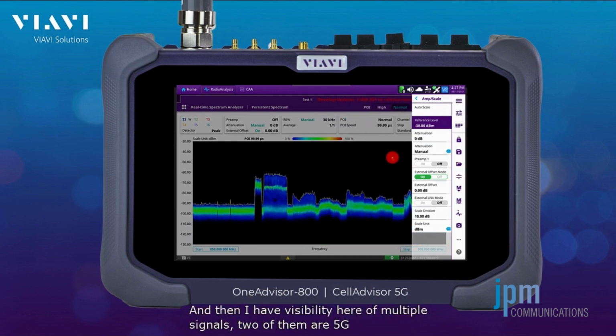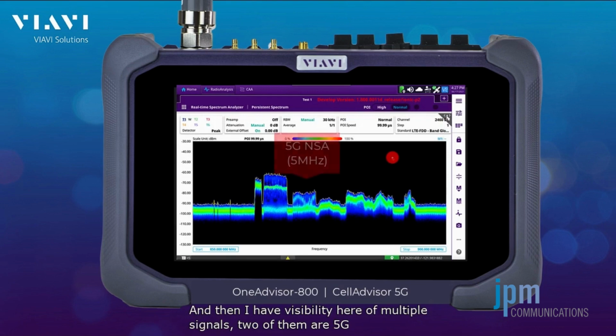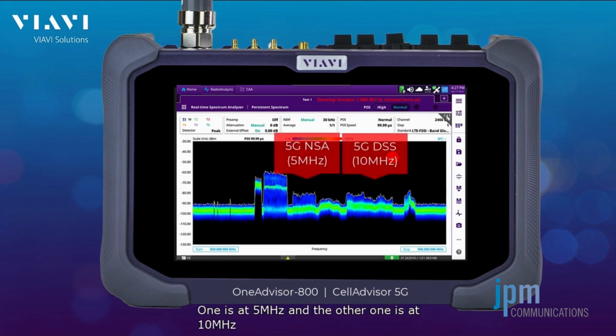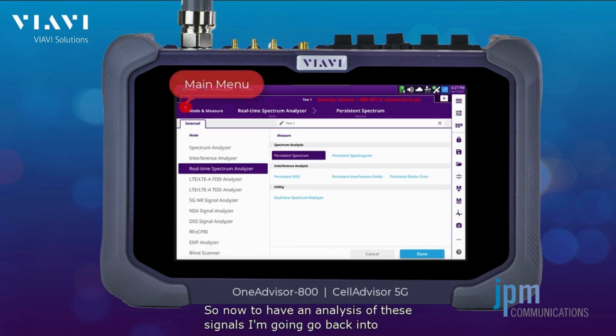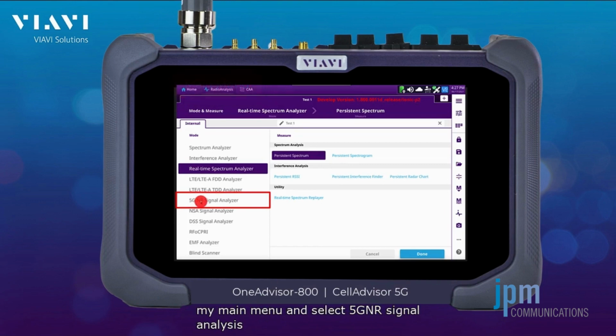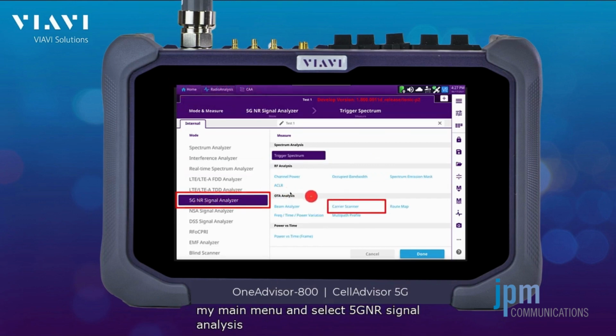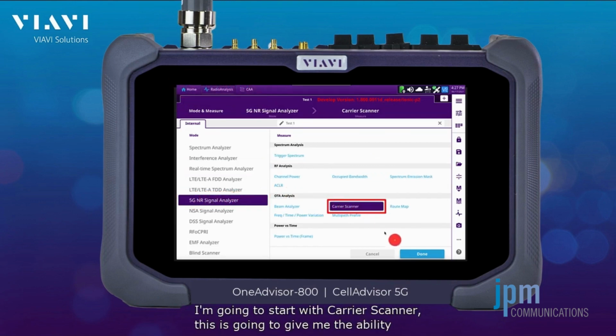And then I have visibility here of multiple signals. Two of them are 5G. One is at 5 MHz and the other one is at 10 MHz. So now to have an analysis of these signals, I'm going to go back into my main menu and select 5G NR signal analysis. I'm going to start with carrier scanner.